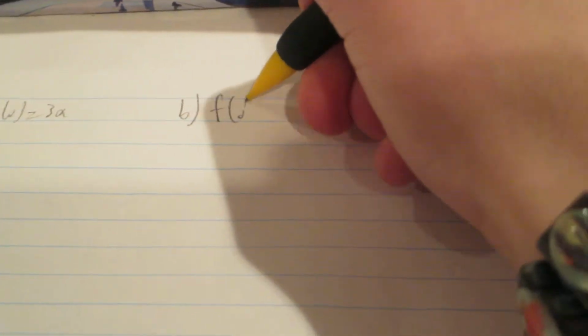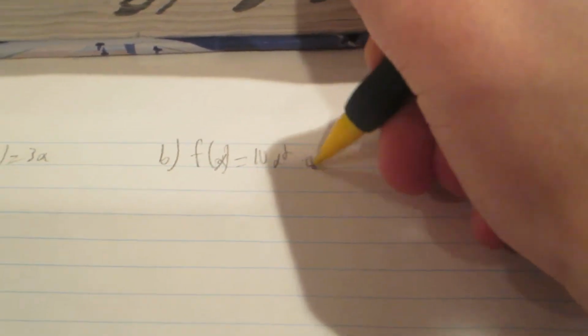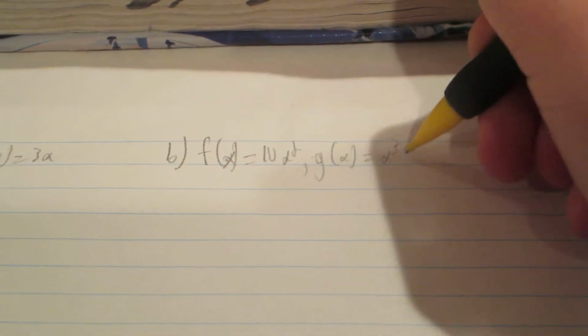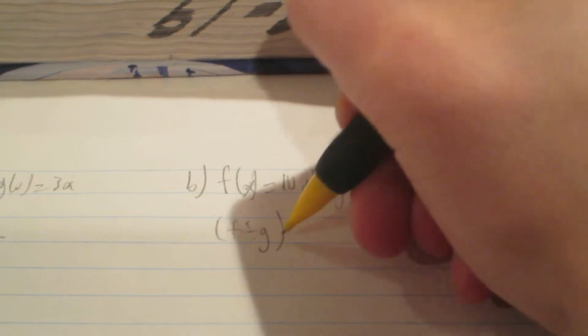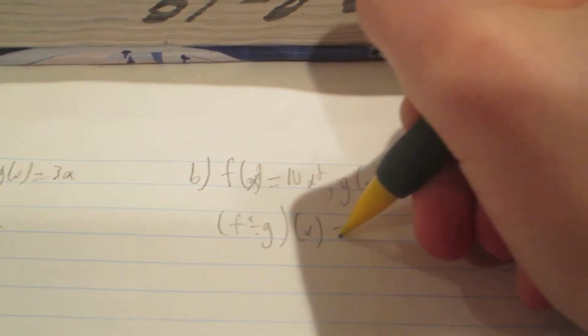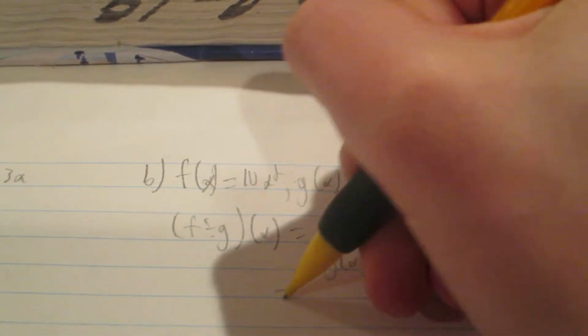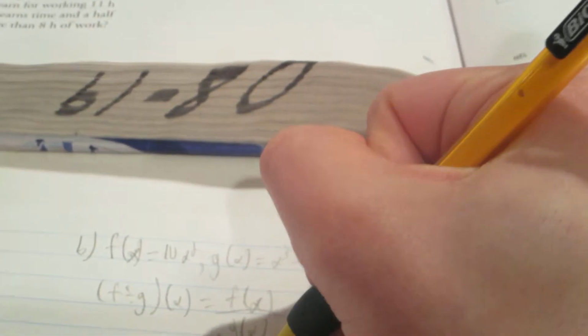Now on to b. b is f at x is equal to 10x squared, and g at x is equal to x cubed minus 3x. So we do the same thing: f divided by g times x equals f at x over g at x. So we do 10x squared over x cubed minus 3x.